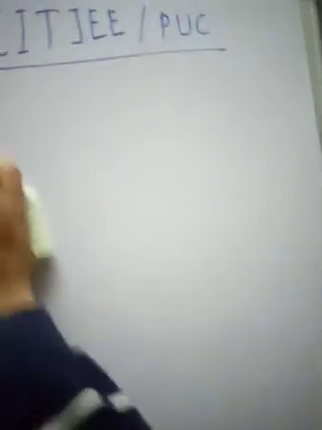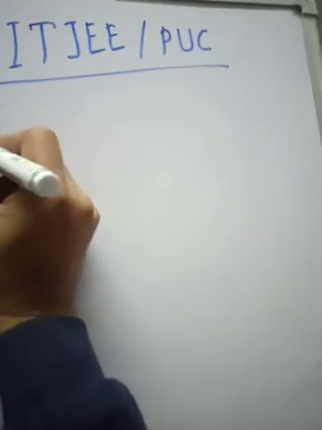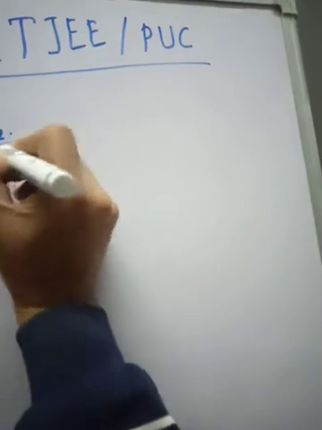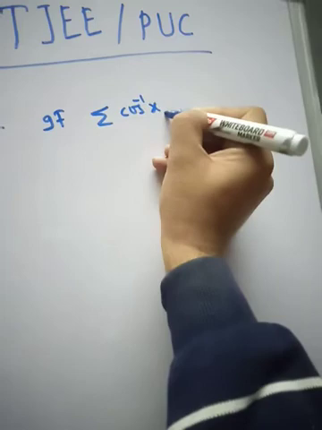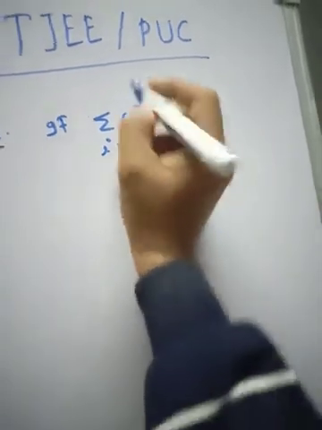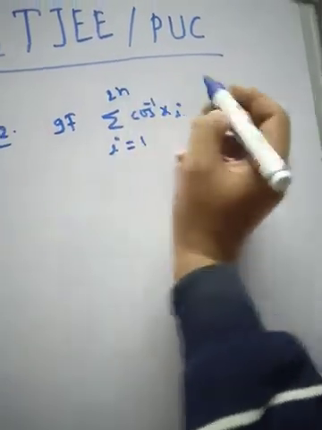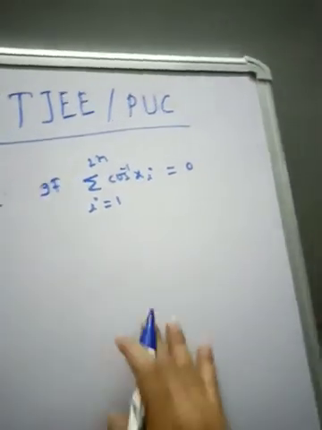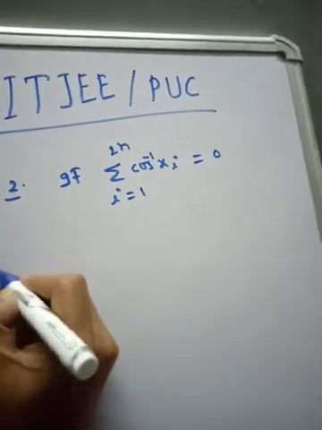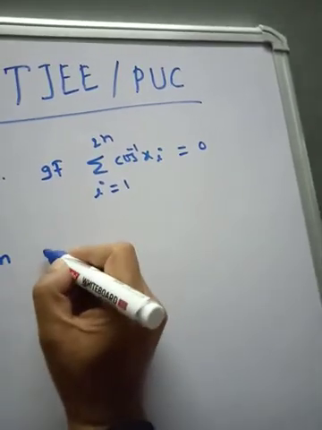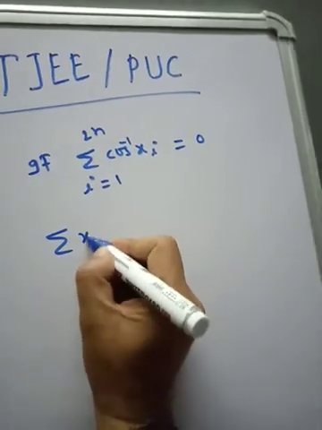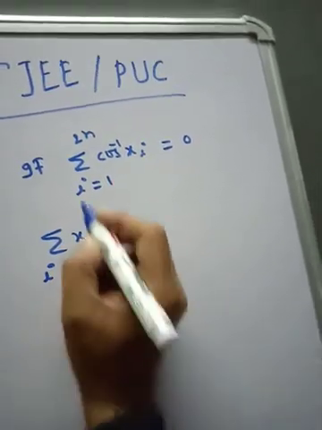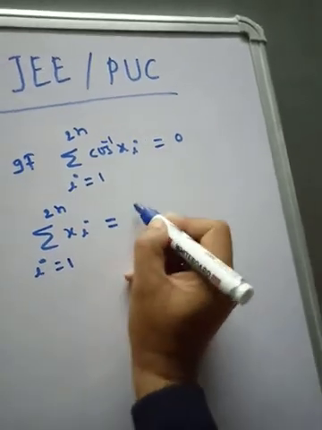So now the second question. What is the second question? If the sum of cos inverse xi, i equal to 1 to 2n, equals 0, then we have to find the value of the sum of xi, i equal to 1 to 2n. What is this value?